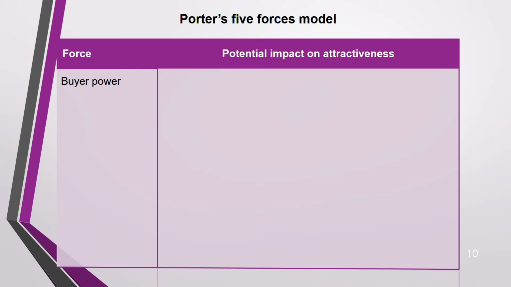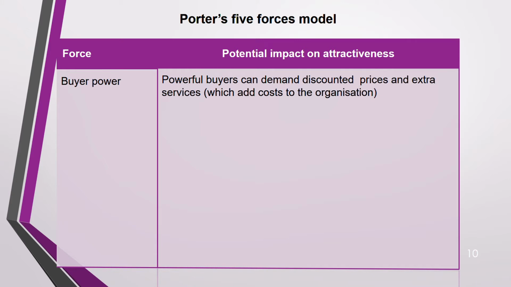In any industry, you need to know whether your buyers are powerful or not, whether they have power or they're less powerful. Okay, so what does it mean? On your right hand side, right column, you'll be seeing the meaning of it. Powerful buyers can demand discounted prices. Having powerful buyers means they can demand discounted prices and also some extra services. This is good for the customer, but it's bad for the organization, because it adds cost to the organization to give them discounted prices and extra services. It's a cost. Understand? So one way it's good, the other party is suffering.